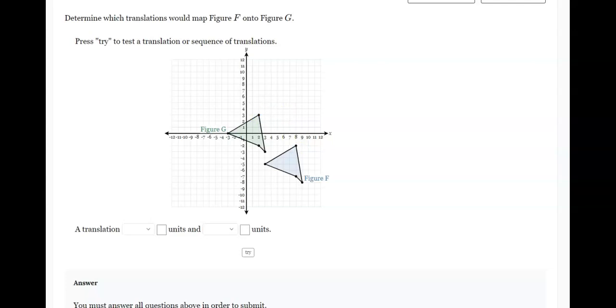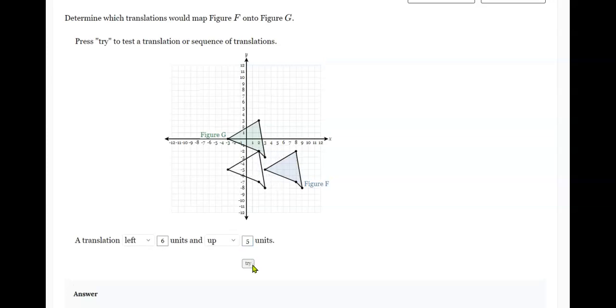So let's take a look here. From that point, we're going to move 1, 2, 3, 4, 5, 6 units left, and then 1, 2, 3, 4, 5 units up. So again, I'm going to select left 6 units and up 5 units. We'll give it a try, and if it maps correctly, it will let you click submit. That's it.